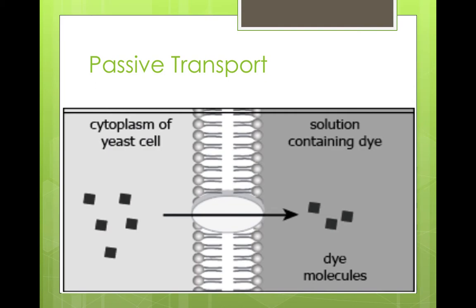So this right here is an actual image that we had on a test at some point. I think a benchmark actually. So right here, based on this image, I see that I have cytoplasm of the yeast cell. So if it says cytoplasm, I know that that's talking about inside the cell. And over here, we have this solution that's outside the cell. Now, if we're going to look at these particles, we see that we have 5 square dots on the left side, but we only have 3 of these dye molecules on the right side.